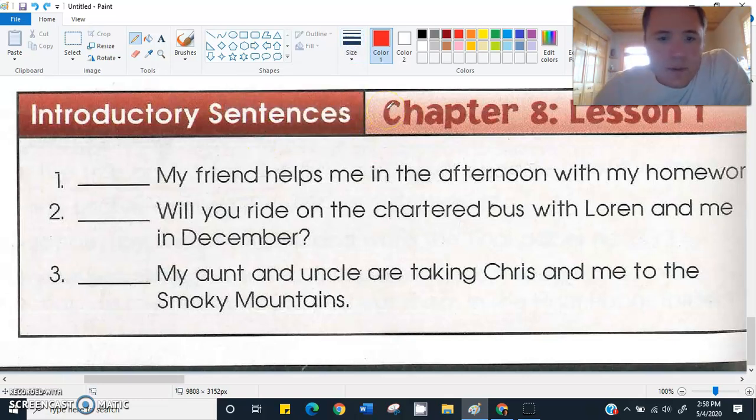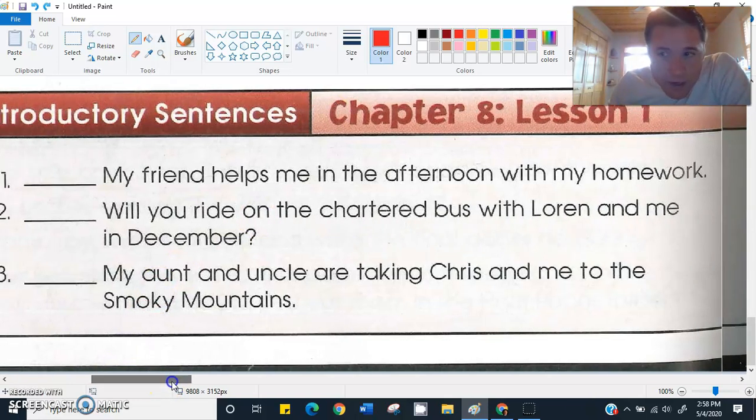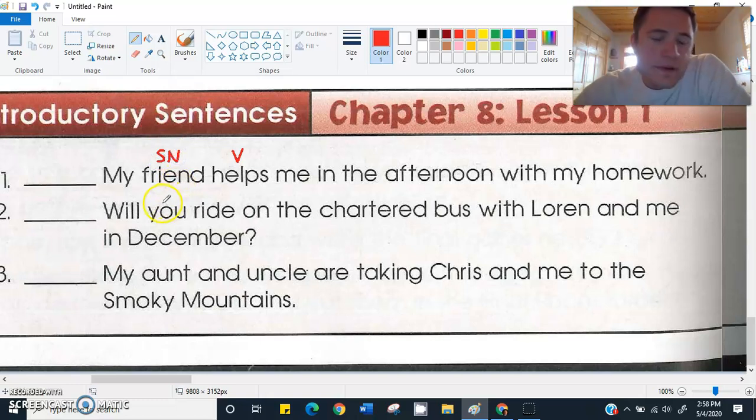First of all, we read the sentence, "My friend helps me in the afternoon with my homework." All right, so we have to identify who's the sentence about, who's doing the action, right? Action sounds like helping. So who's doing the helping? My friend, that's an SN, not an SP. Friend, what is being said about friend? Friend helps. What kind of friend? My friend. PPA.